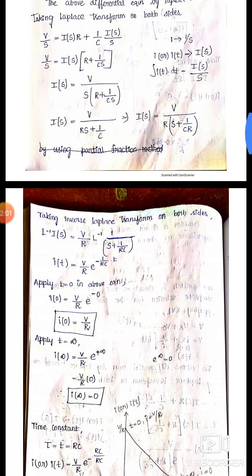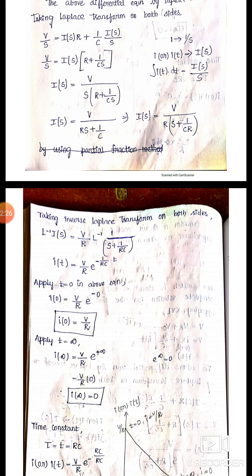Now again the S domain is converted into the time domain. So take the inverse Laplace transform on both sides. L inverse of I(S) is equal to V divided by R, L inverse of 1 by S plus 1 by CR. So finally i of t is equal to V divided by R into e power minus 1 by R into C into t.